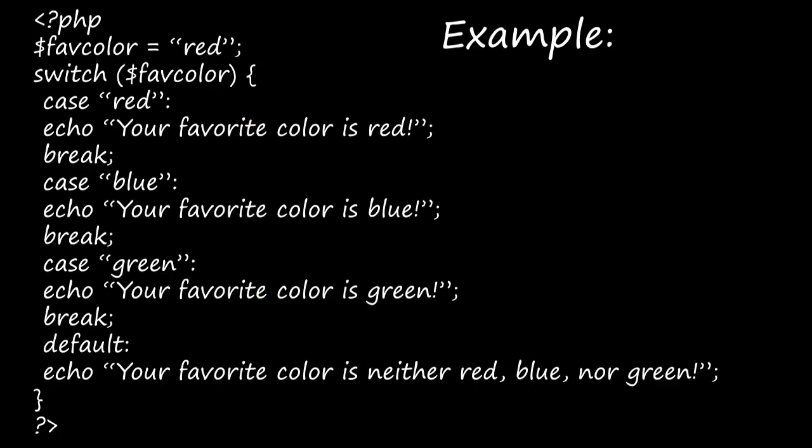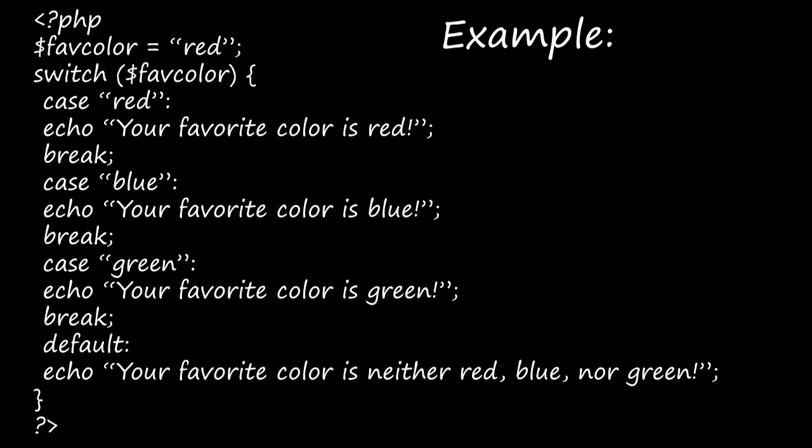In the book they have given this example. First they have opened the PHP tag, and then whatever you are giving, this favorite color red. Here they have given a name, and that name you have to give inside this switch. Inside the switch statement you have to give the name, and they have given red. The first case is red, the next case is blue, the next case is green. For red, they have given echo your favorite color is red, and break. Break means that case is completed.